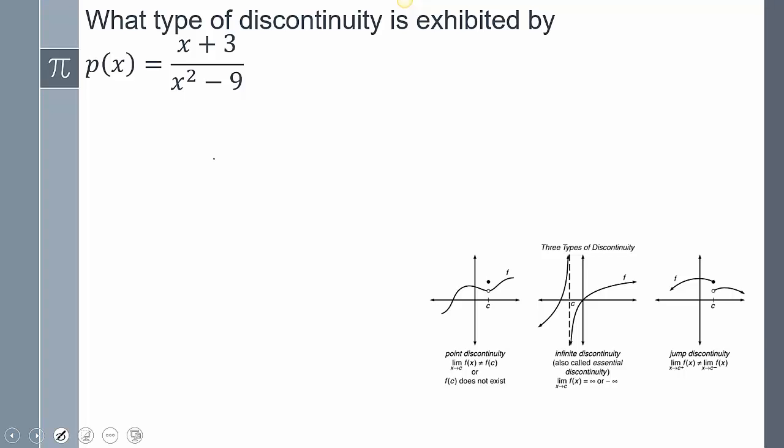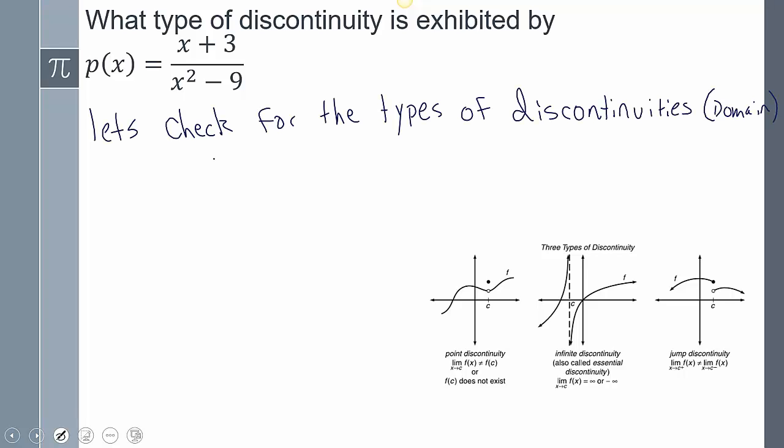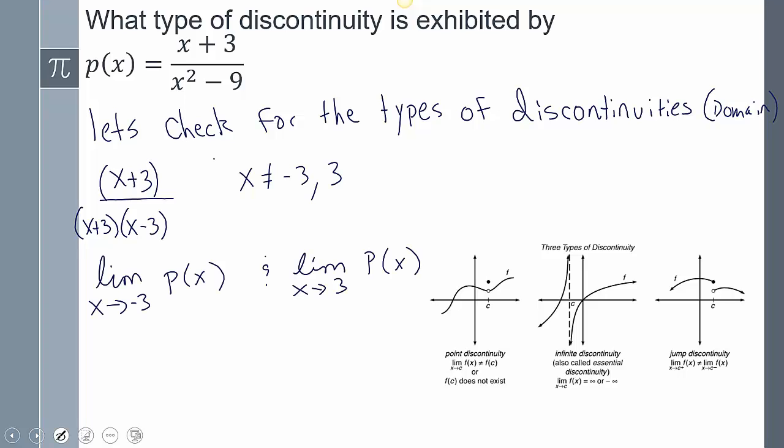So let's examine what type of discontinuity is exhibited by this function here. For us to do that, it's nice to see maybe if something reduces, or at least let's check to see what the domain is, because once we know the given values themselves, it's going to help us. So I take the denominator, I factor everything, set it equal to 0, and I know that x can't equal -3 and +3.